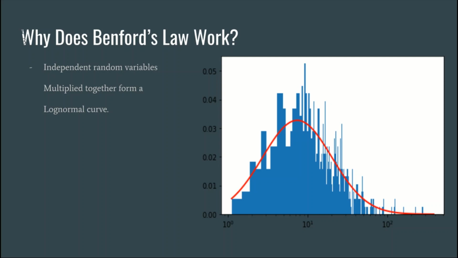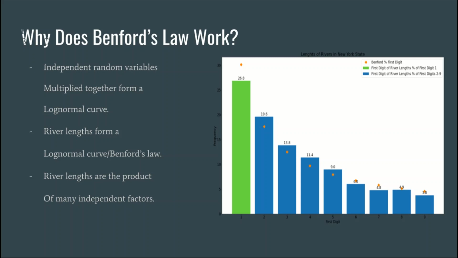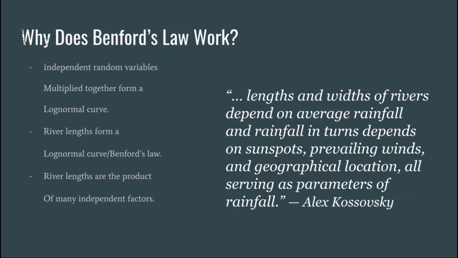Now, if we were to consider real-life data, there are many, many independent factors that are multiplied together. Take one of Benford's examples, the length of rivers. Examining the distribution of the lengths of rivers in New York State, it follows a log normal distribution, and as expected, it also follows Benford's law. But why do rivers have that length? Well, it can be the product of average rainfall, hot periods, and even sunspots, just to name a few. By this, we have many independent random variables being multiplied together. And that's a reason why river length will follow Benford's law.